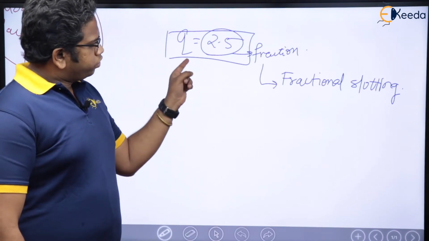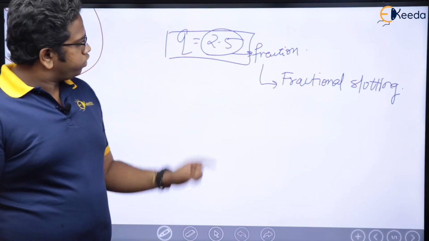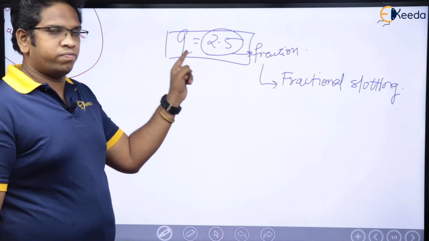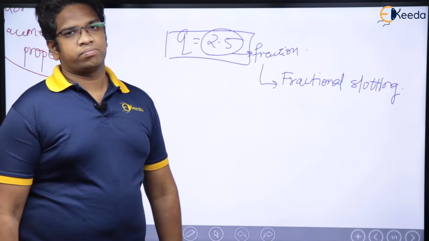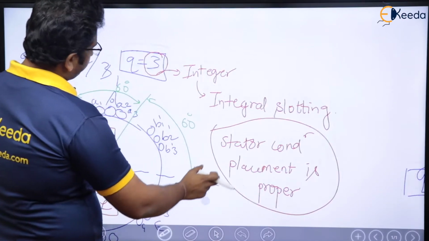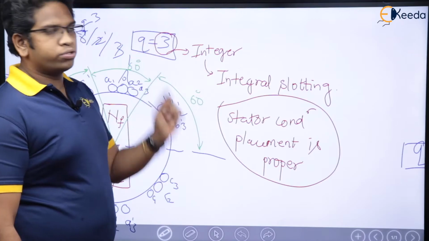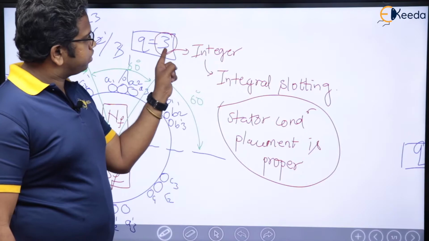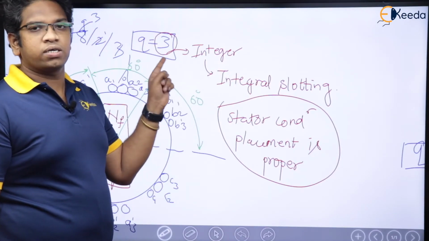See here. You have to use 2 full slots and you have to use 1 half slot. In this particular slotting for Q equal to 2.5, you have to use 2 full slots and 1 half slot. Whereas in integral slotting, when you say Q equal to 3, which means what? In the sense, you have to use all the 3 slots fully, completely.